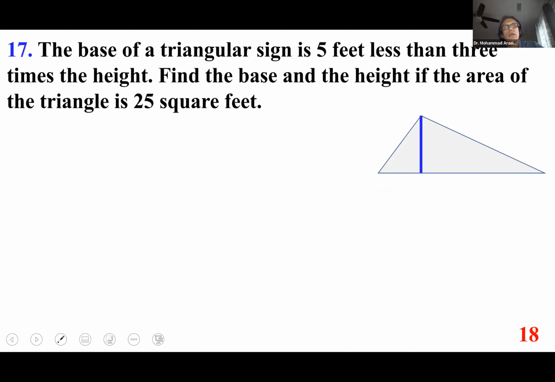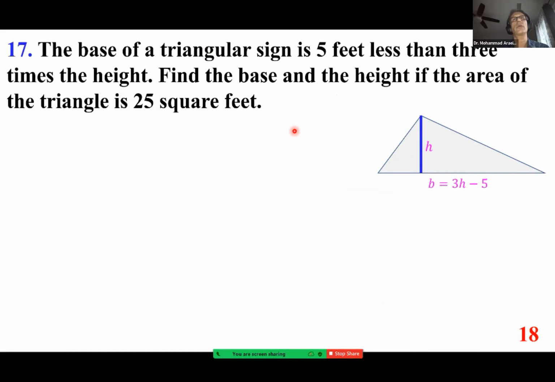The base of a triangular sign is 5 feet less than 3 times the height. Find the base and the height if the area is given as 25 square feet. So if this is the height, this is the base, and the base is 3h minus 5, according to what we just read. The base is 3 times h minus 5, and the area is half of base times the height. I hope everybody knows this formula.